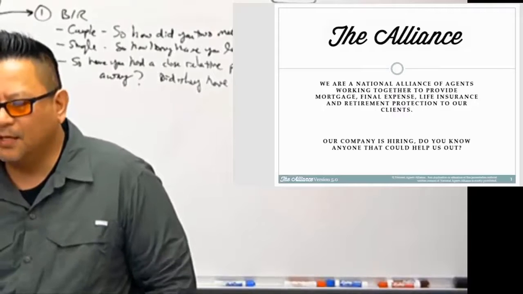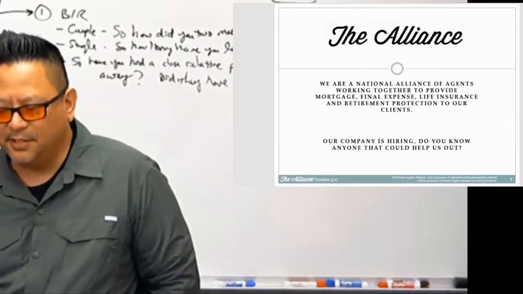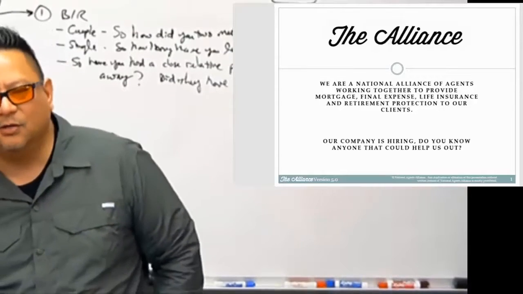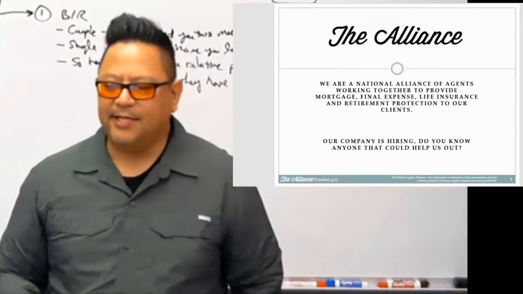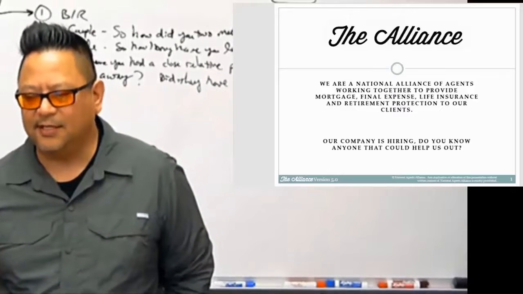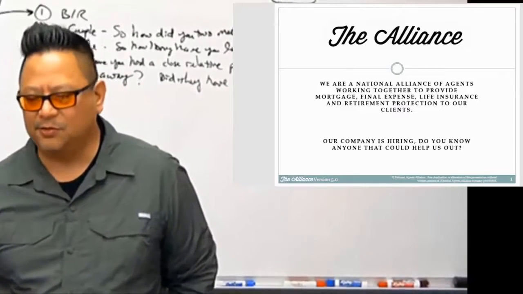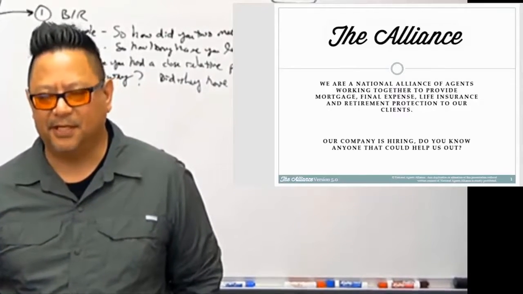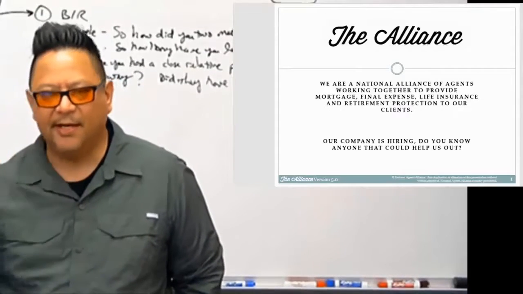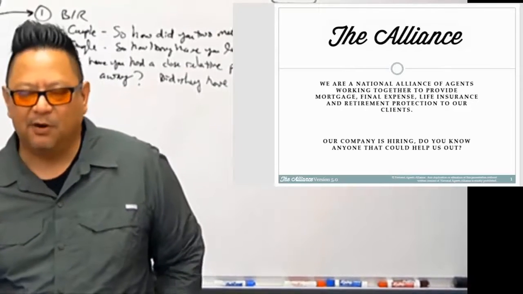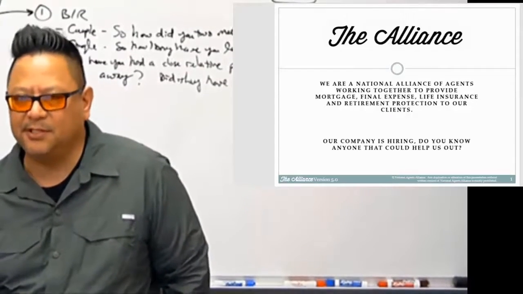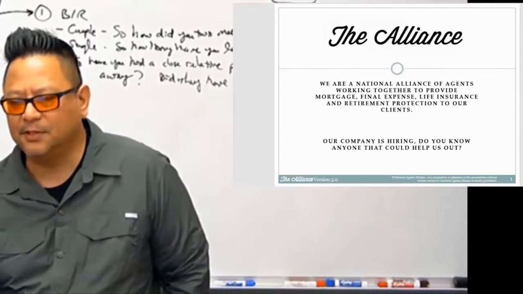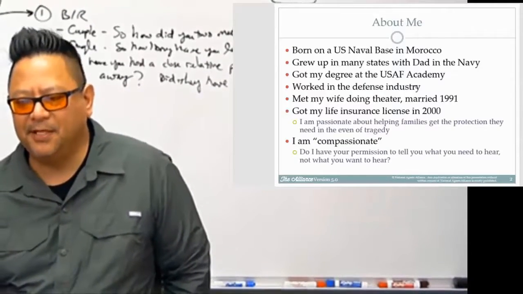As I'm pulling this out, I say, so basically we are a group of agents and agencies called the Alliance, and we help families like yours with mortgage protection, life insurance, final expense, annuities, retirement protection, that sort of thing. And in fact, we're hiring right now because we need some help in this area. So you're planting that seed. Those are just simple words, who we are. Now, let me tell you a little bit about me.